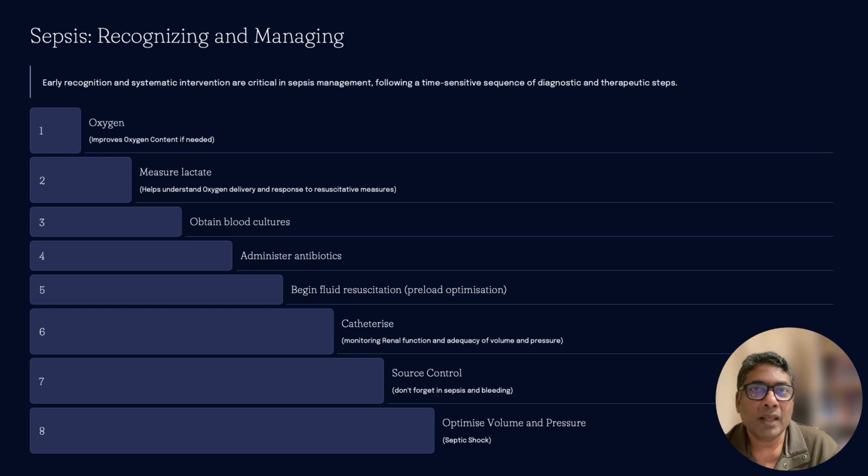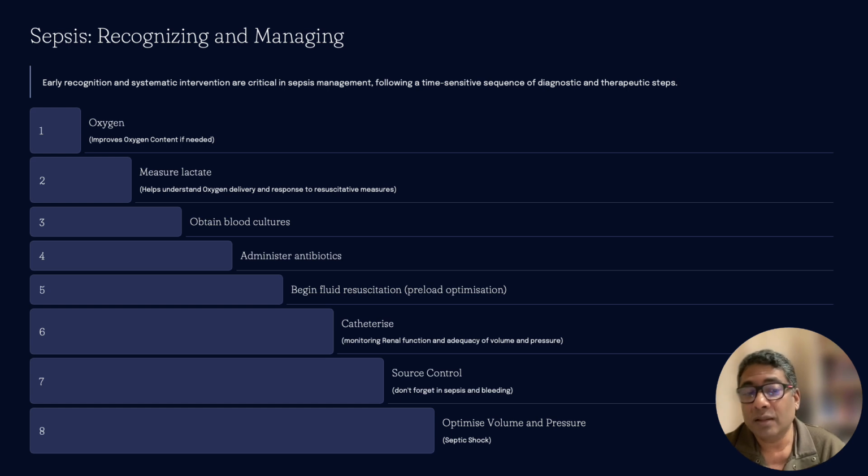So sepsis is 10% mortality. Septic shock is approximately 40% mortality. Okay, and so you would tell me I'll give oxygen if required, which is to improve oxygen content if needed. Agree. You would say measure lactate. What does it show? What is it for? Essentially, we are trying to look at oxygen delivery issues. Are there any oxygen delivery issues or oxygen utilization issues? And it also shows the response to resuscitative measures. It gives us an idea about oxygen delivery and response to resuscitative measures, fluid resuscitative measures, and so on.